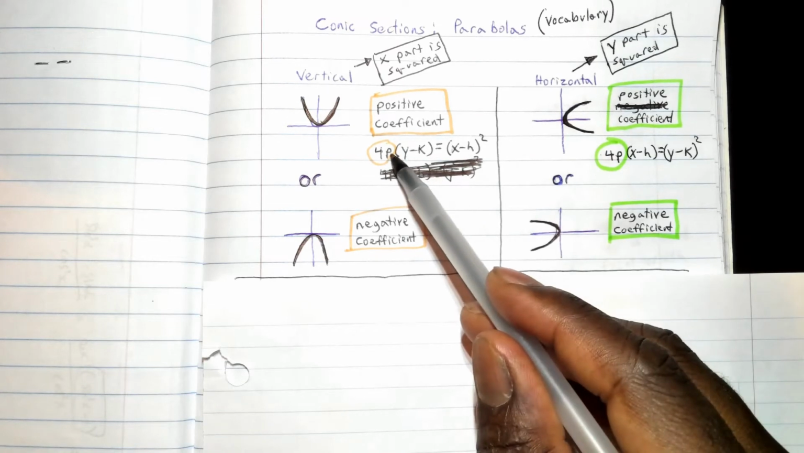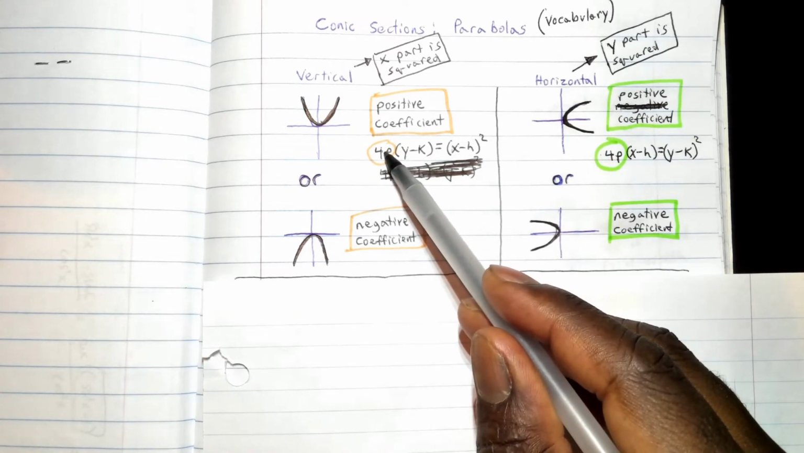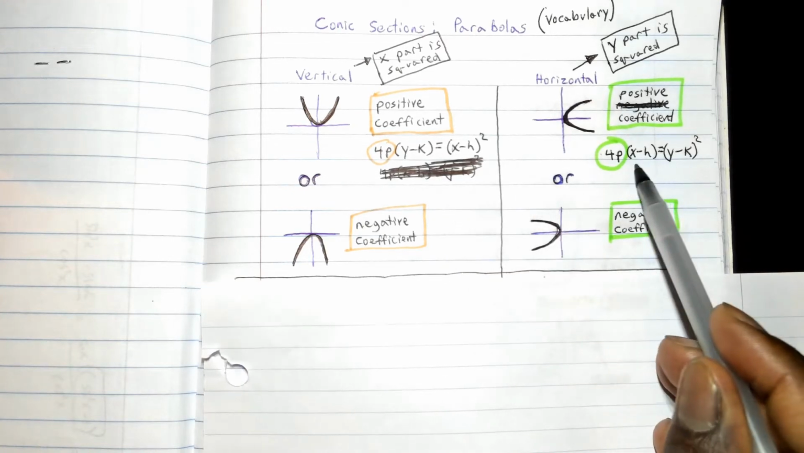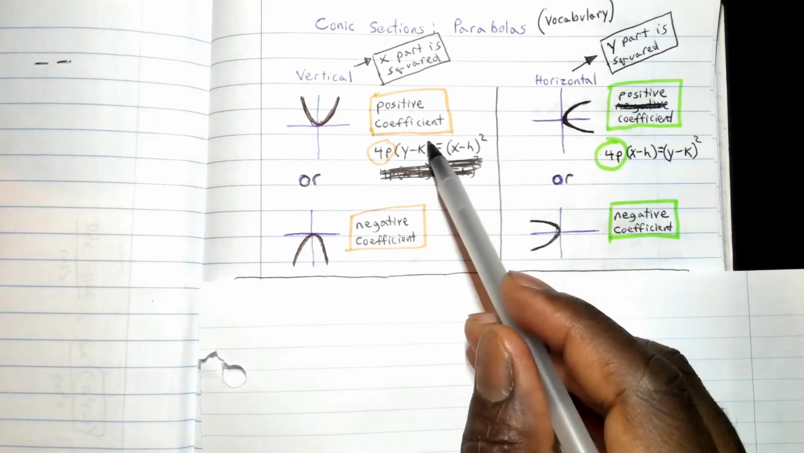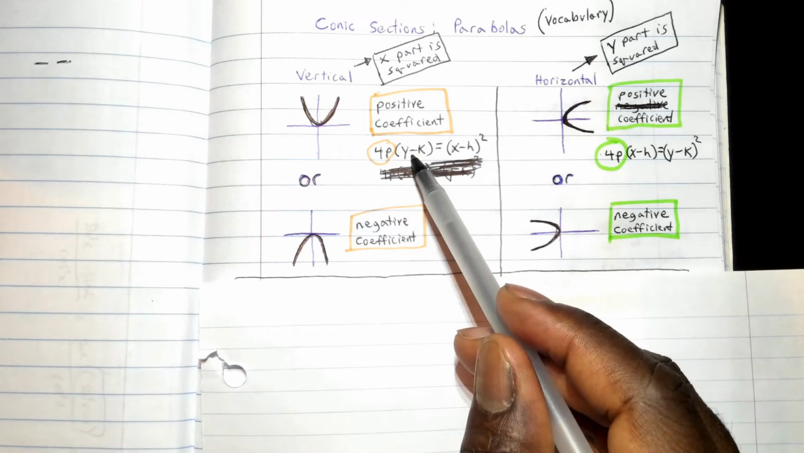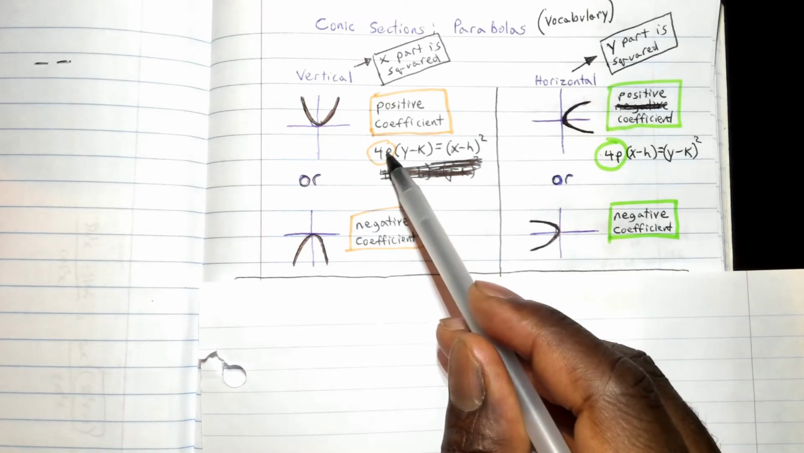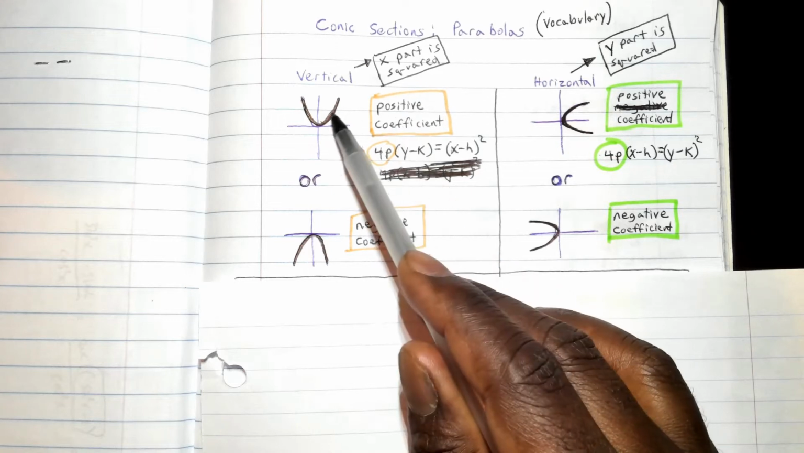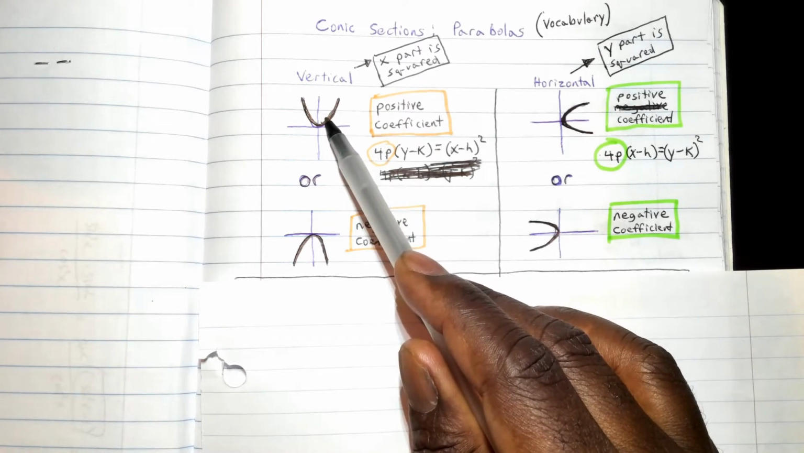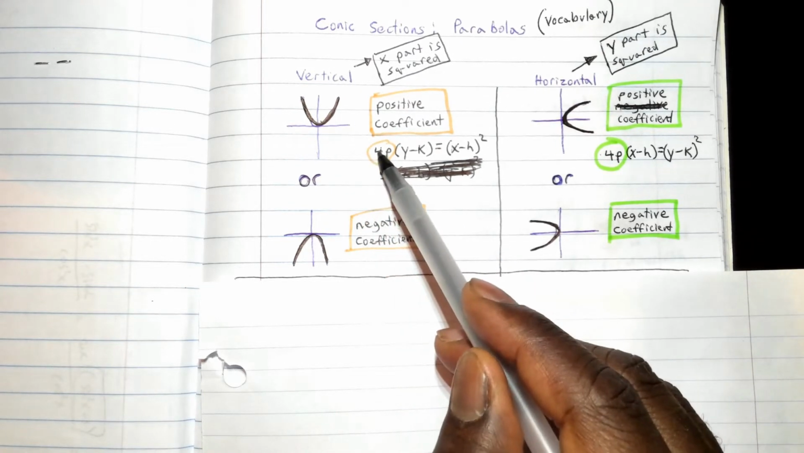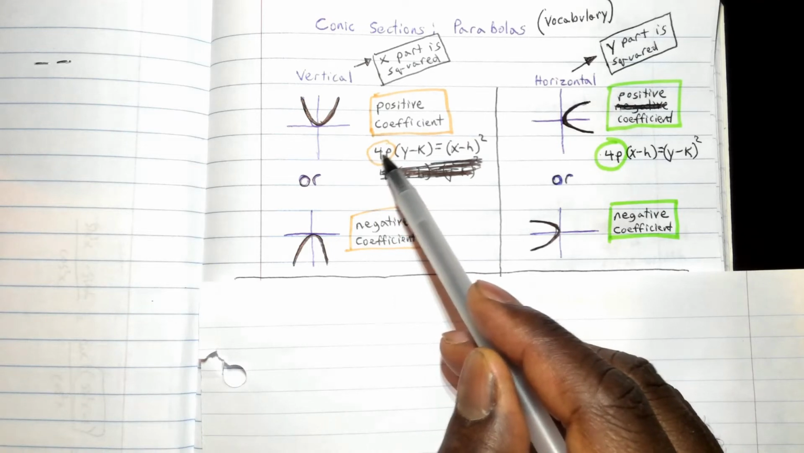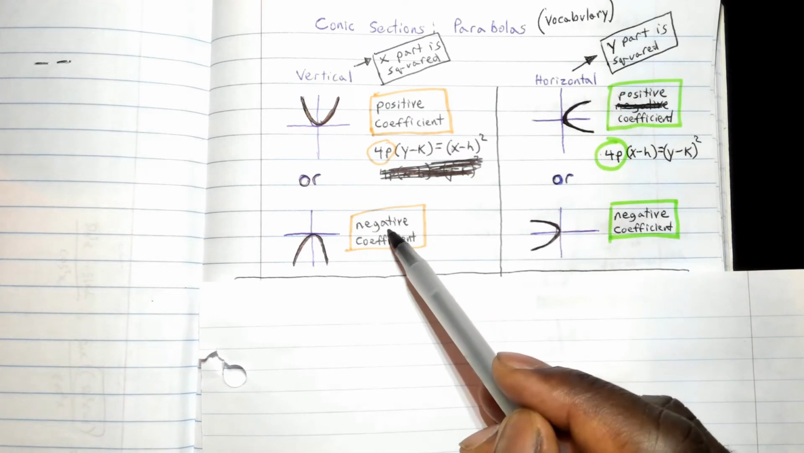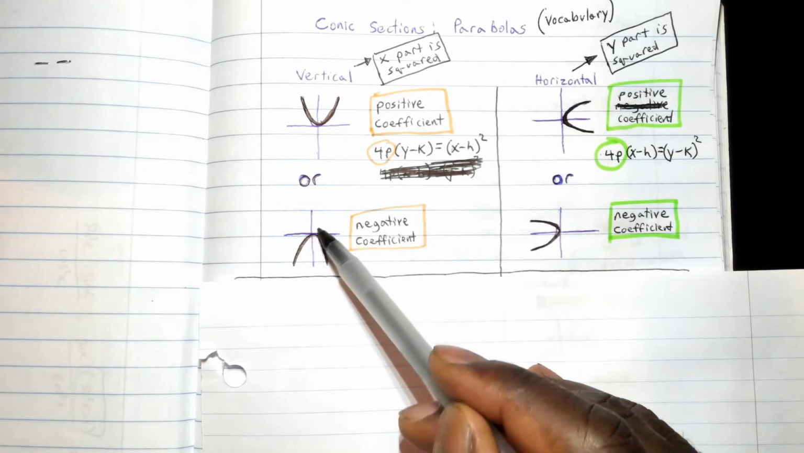The other thing is, if we look at the non-squared part, so this part here in this case, or this part that doesn't have the square in this case, the number in the front, this coefficient, if it's positive, then we're going to have an upward facing parabola. If this number here, 4p represents a number, is negative, then it's going to be a downward facing parabola.